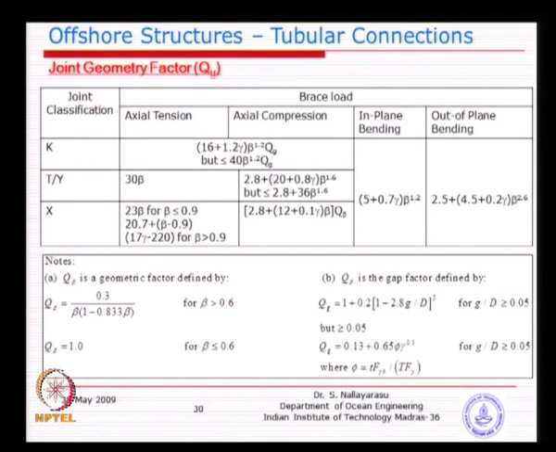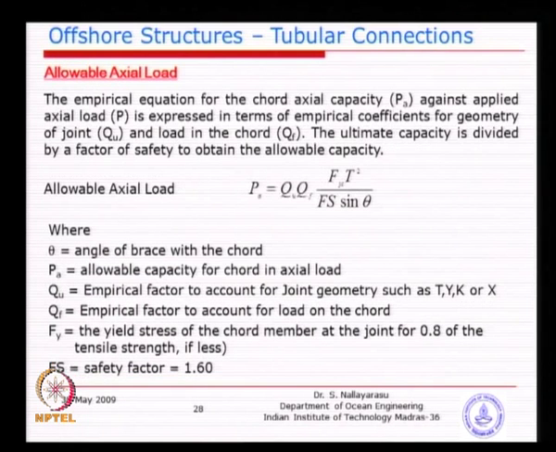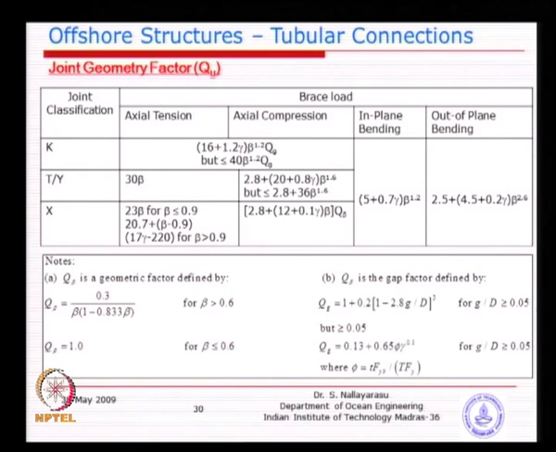The basic idea is that parameters are going to be calculated corresponding to the joint type and corresponding to the load type. Similarly, you can also look at the in-plane bending and out-of-plane bending for moment capacity. So, you can have a large number of combinations of things that can happen.